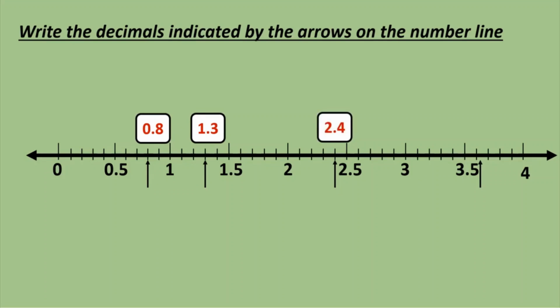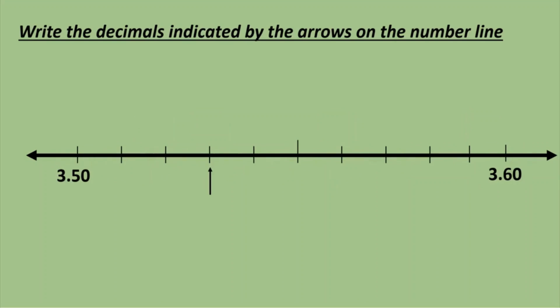The last arrow is after 3.5. The next number will be 3.6. The reading shows 3.50. So the next reading will be 3.51, then 3.52 and the arrow is marked at 3.53. Then here the next arrow, let's see where it is, 3.54, 3.55, 3.56. So the arrow is marked at 3.57. This is all for today, children. Thank you.